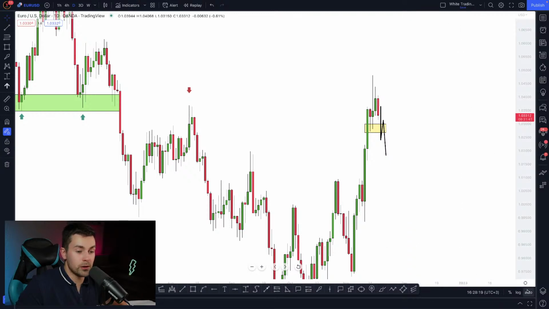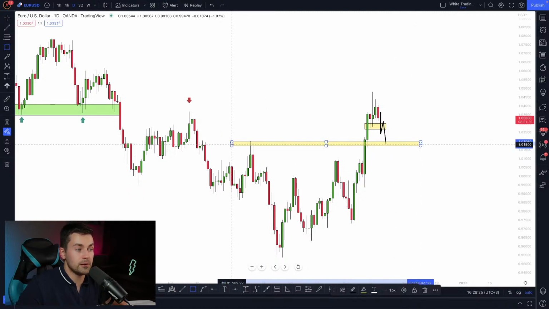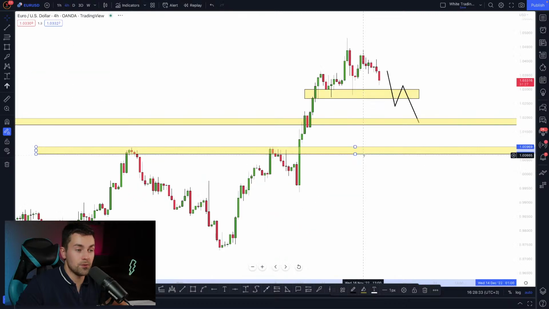Where will we go if the price violates that? First of all, we will definitely drop to that support. Yes, that is the closest strong structure that we see. And if we violate that structure to the downside, then we will most likely drop to that structure. So these are the things to watch on euro dollar.